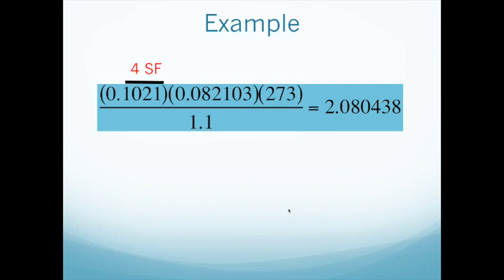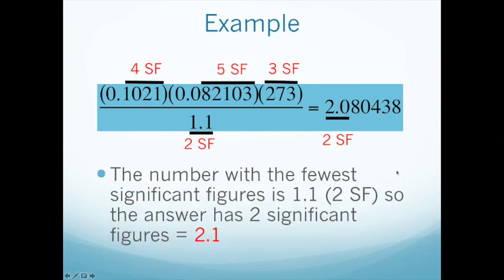So the first term has 4 significant figures, the second term has 5, and the third term has 3. The denominator has 2. Therefore, the result has to have 2 significant figures. Rounding this number to 2 significant figures involves dropping the last 5 digits, the 80438, and increasing the 0 to a 1. Meaning the result of this one is 2.1.